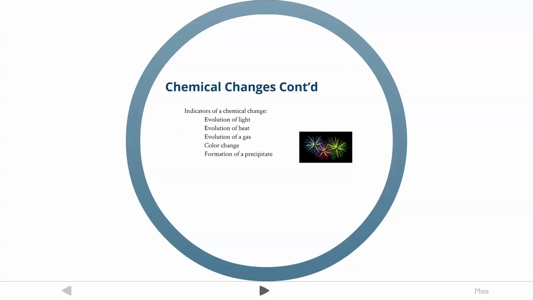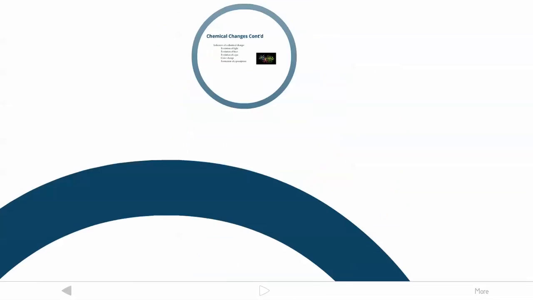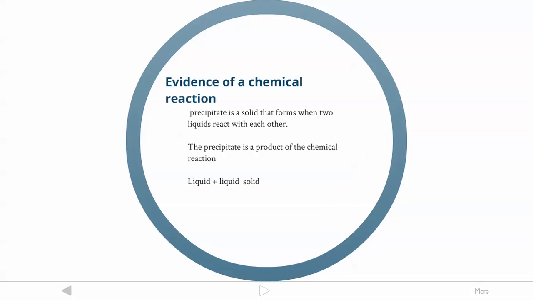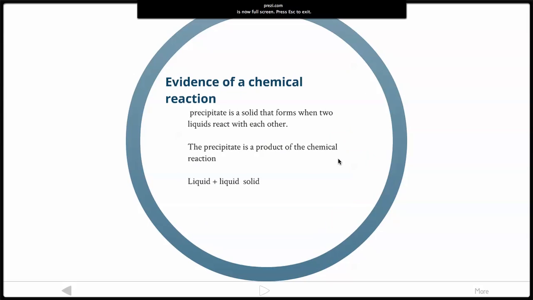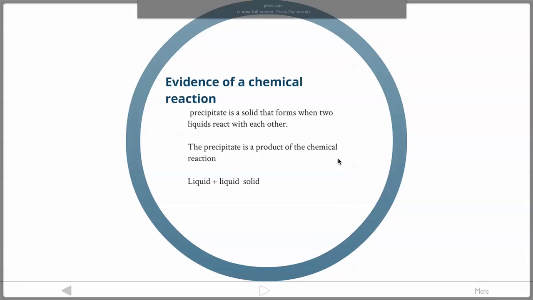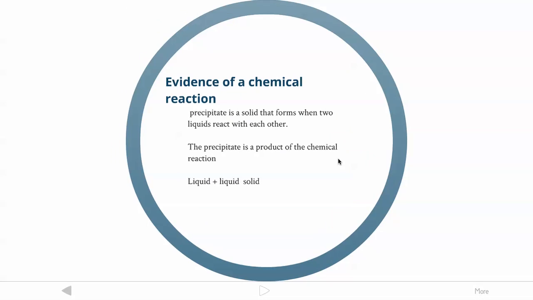Formation of a precipitate you're going to see in class tomorrow. A precipitate is a solid that forms when 2 liquids react with each other. And the precipitate is the product of the chemical reaction. So liquid plus liquid, oh, there should be an arrow right there. Liquid plus liquid goes to solid. And that's a precipitate, which you'll see in class tomorrow.